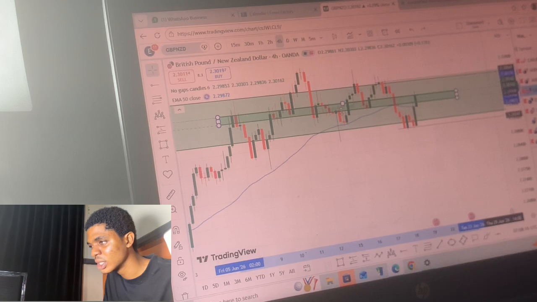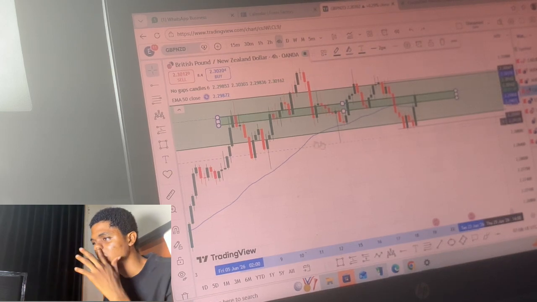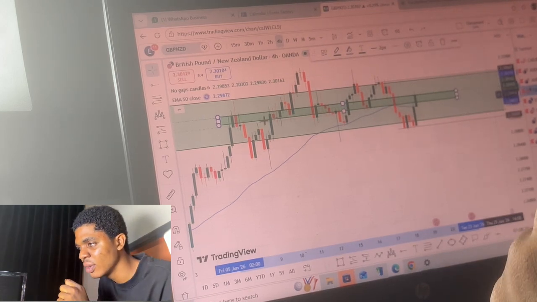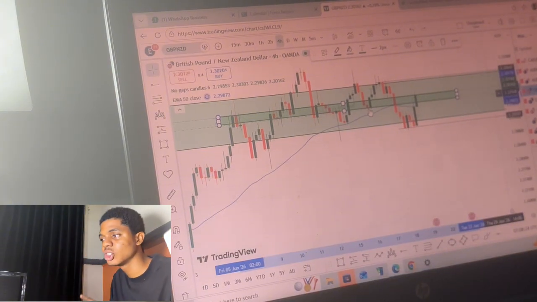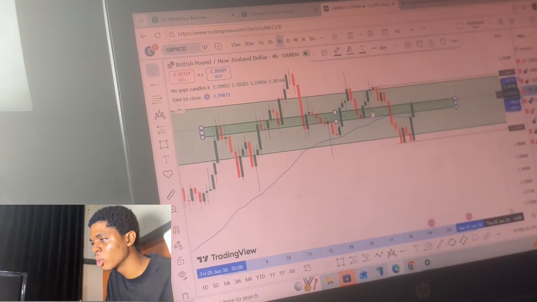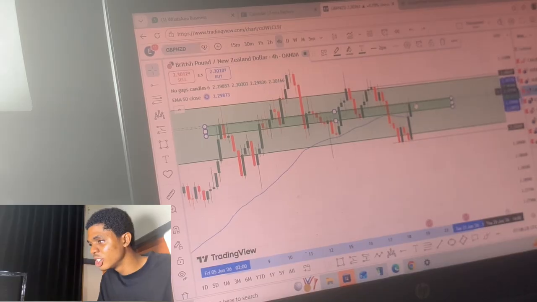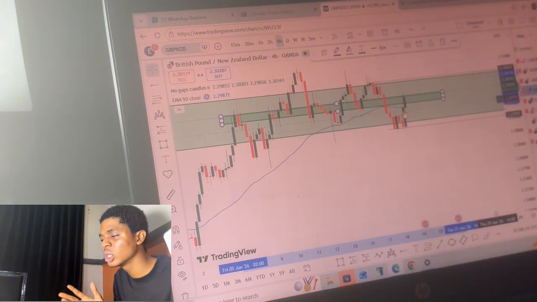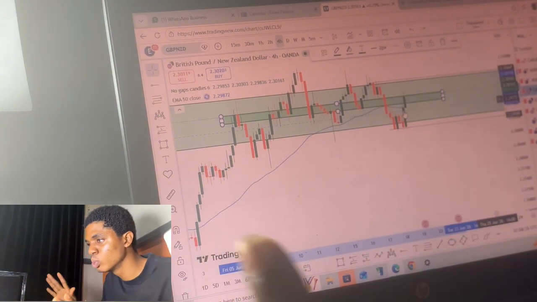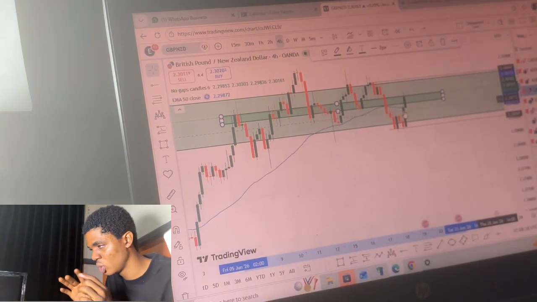Let me adjust it a little bit. Yeah, this is area of interest 1, 2, 3, 4, showing us this is a strong area of interest. So all I'm going to be waiting for is a rejection at this point for me to take the trade to the downside. You can clearly see how I broke down this pair smoothly, no sideways, just top-down analysis.